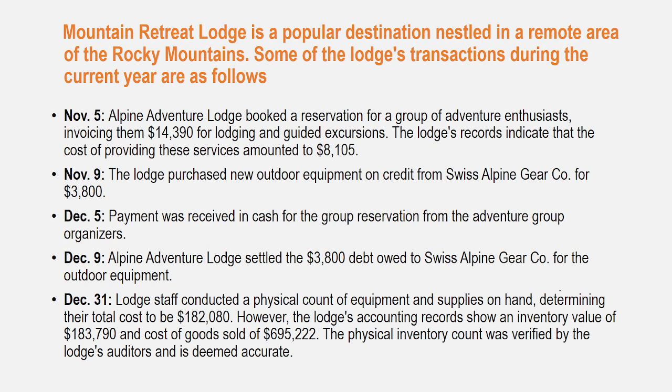And finally, in the scenario on December 31st, a physical count of equipment and supplies takes place. The physical count is equal to 182,080 and the accounts record shows an inventory value of 183,790. Also the cost of goods sold equals 695,222. So the inventory adjustment takes place in this scenario.